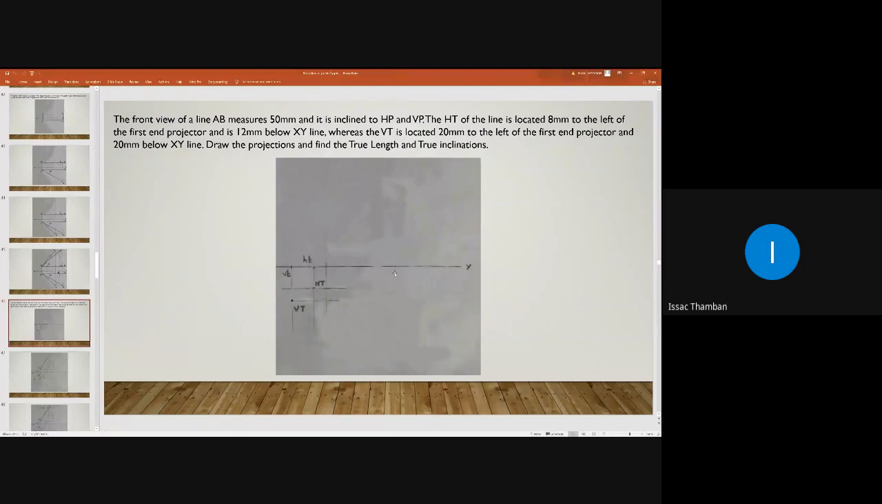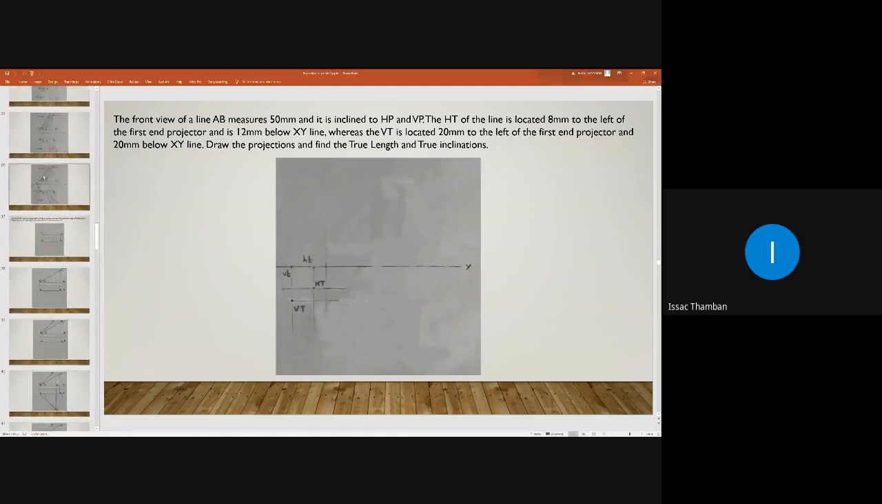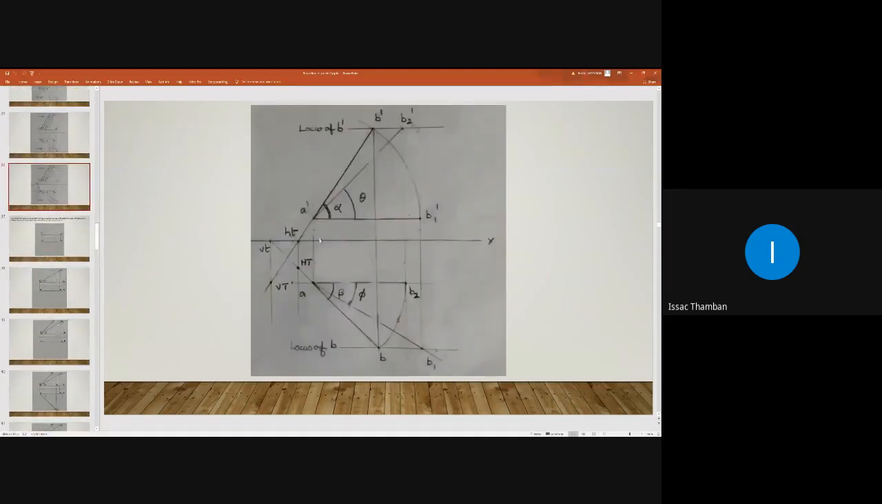Then what next? Let us return to our previous example. So we got the position of the elevation extended meeting the XY line and the plan extended meeting the XY line. Let us return to one of the previous problems. So this is our small h, this is our small v. Then what next? Here we got small h and small v.